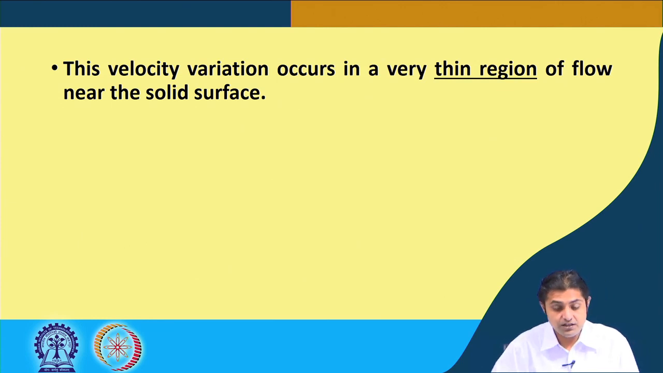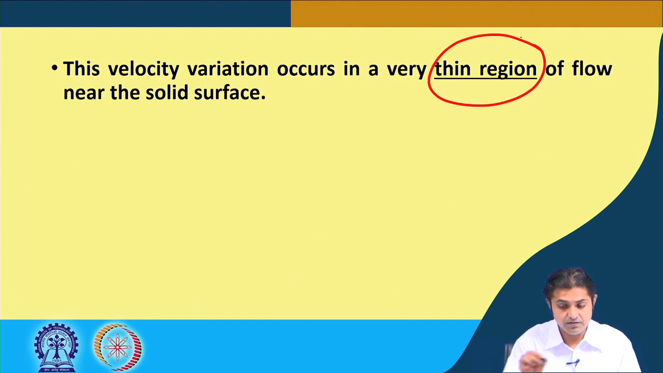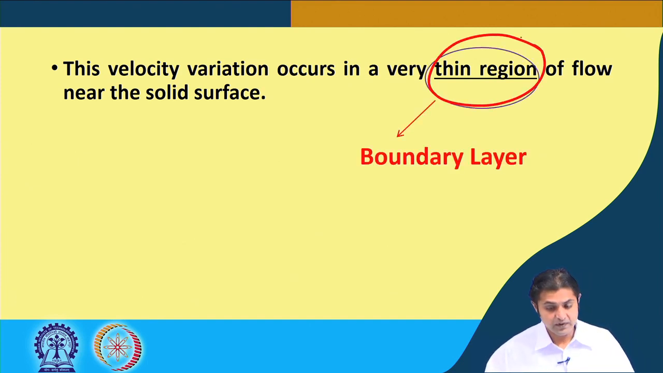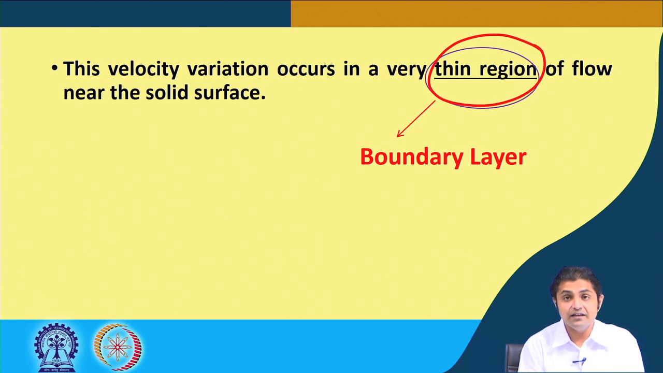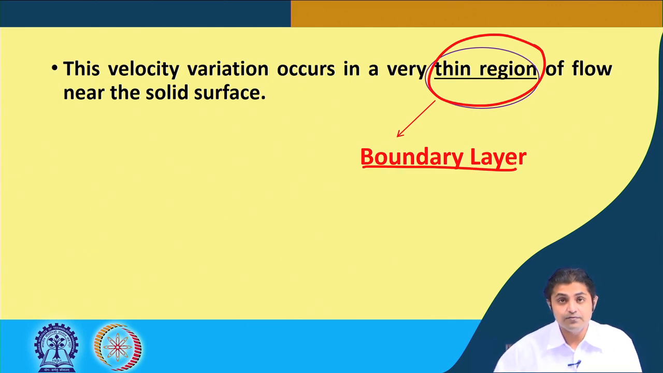This velocity variation occurs in a very thin region of flow near the solid surface. Far away from the solid boundary, the velocity is going to be the velocity with which the flow was actually coming. So this whole phenomenon occurs in a very thin region, and this thin region is called the boundary layer.